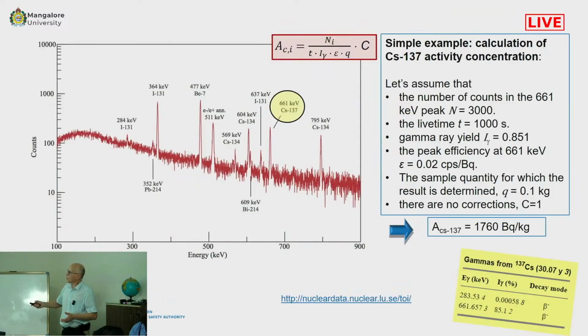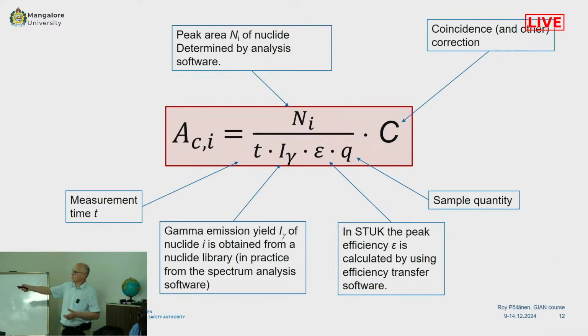I will show you an example here, but let's see this. So this is activity, or in this case activity concentration C, because of the sample quantity here. Quantity in terms of mass or volume, for example, per cubic meter, per kilogram, or per liter. It depends on the sample. It may be a water sample, then we calculate becquerels per liter. If it is an air filter sample, then becquerels per cubic meter.